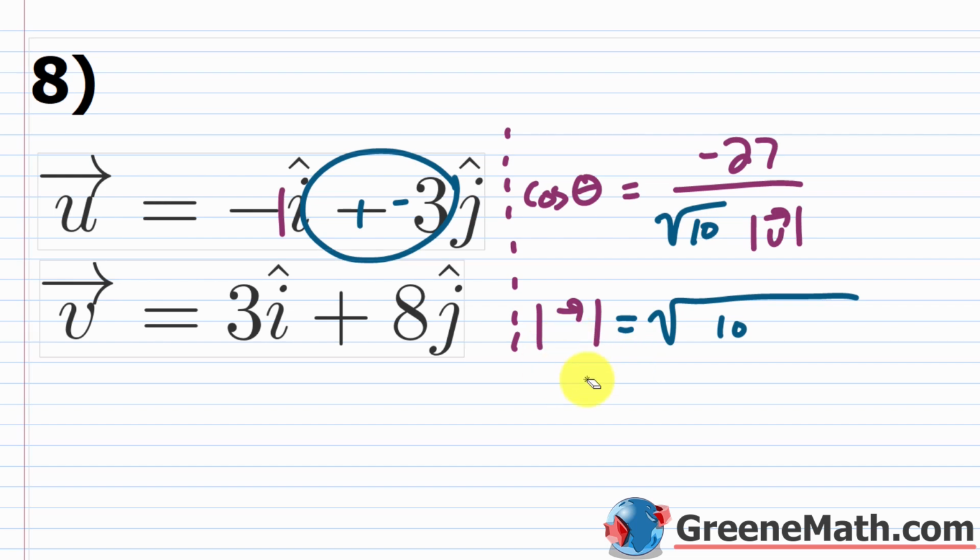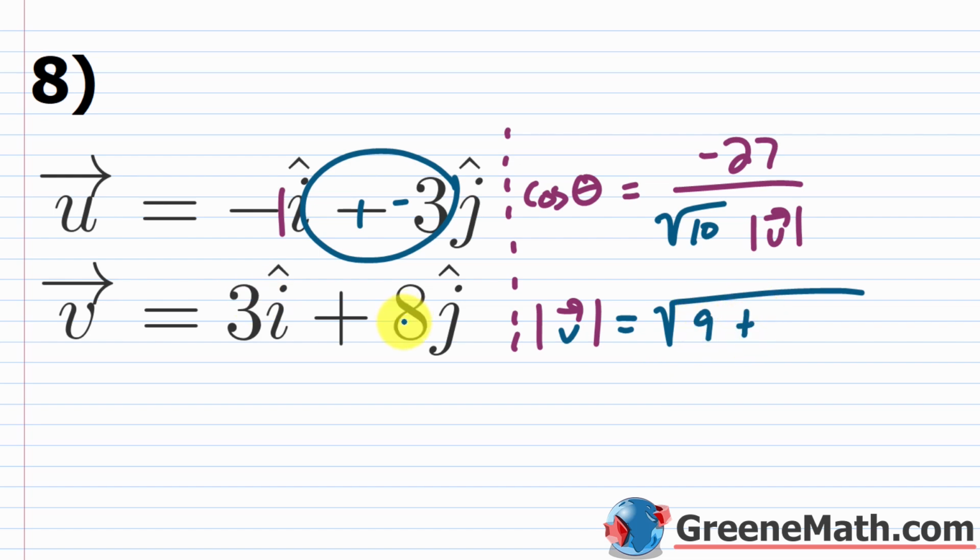And then we want the magnitude of the vector v. So again, the square root of, you've got 3. You're going to square that, you get 9. And then plus, you've got 8. You're going to square that, you get 64. And so 9 plus 64 is going to be 73. So the magnitude of the vector v is going to be the square root of 73.